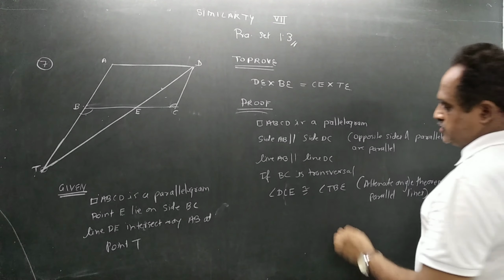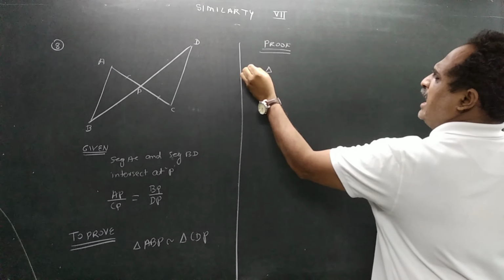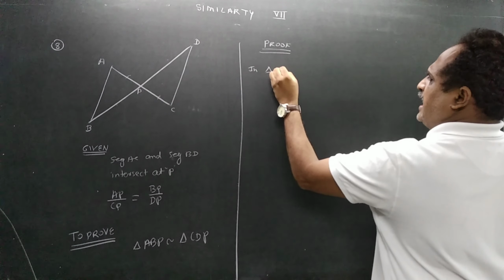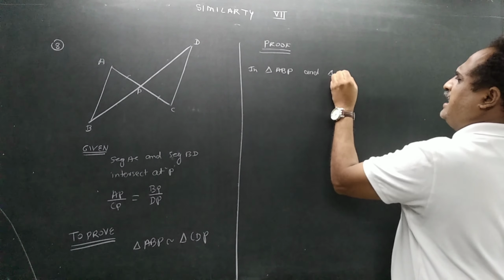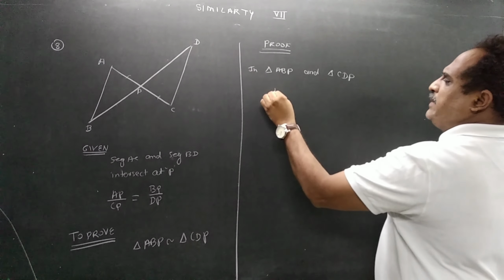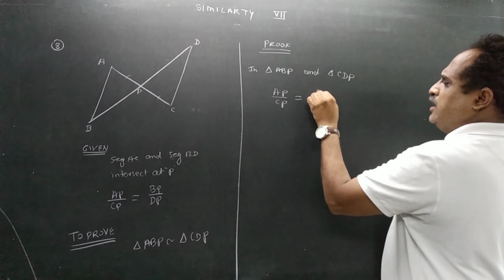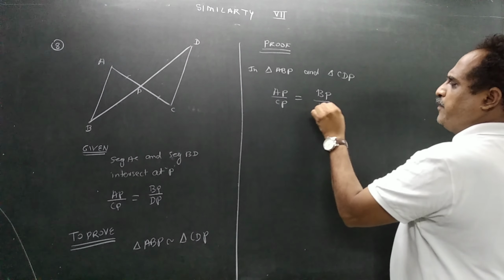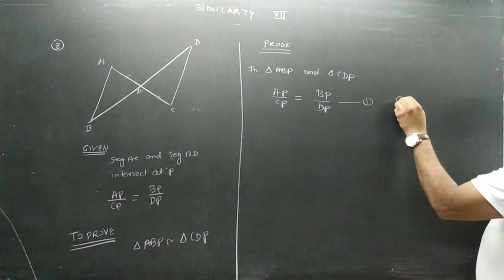So prove which triangle we have to prove they are similar. Already they are given, so no need to consider the correspondence. Directly go in triangle ABP and triangle CDP. AP upon CP is given. AP upon CP is equal to BP upon DP, equation 1. This part is given.